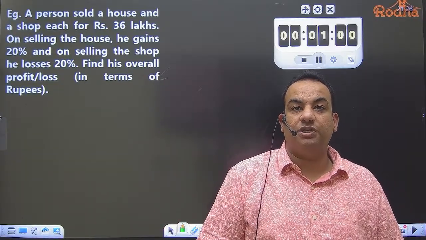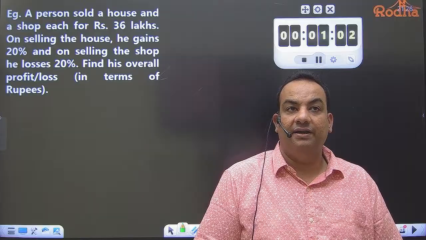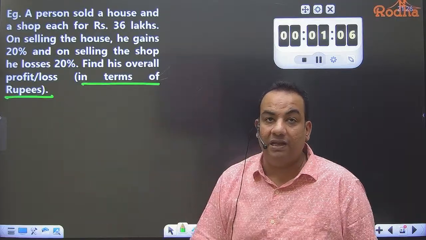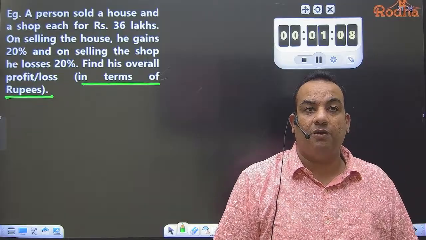Please read the question properly. My new closet, your answer is wrong. They are asking in terms of rupees. Please read the question properly.